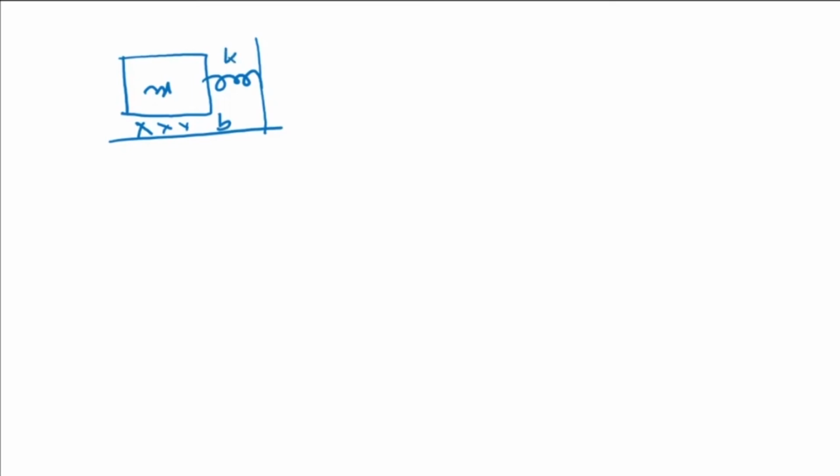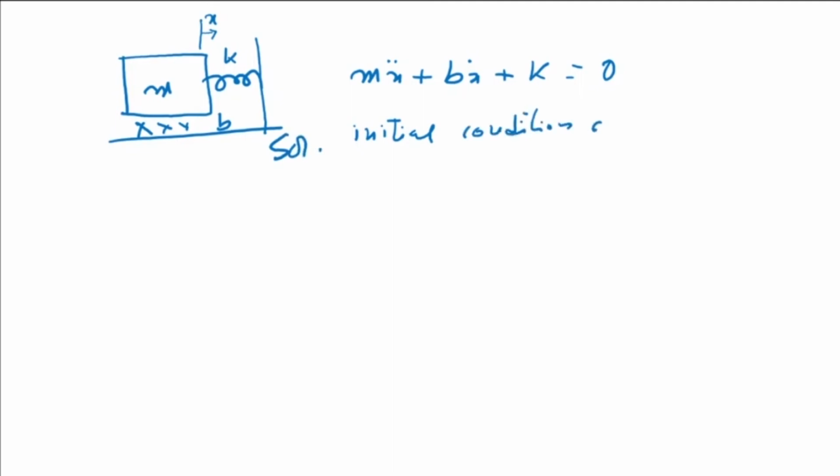Now the equation of motion of this system can be written in the form. So this is my x, starting x is from there. The equation of motion can be written in the form m x double dot plus b x dot plus k x is equal to 0. Now the solution of this equation is a time function x of t that specifies the motion of the block, and the solution depends on the initial conditions of position x and velocity x dot.